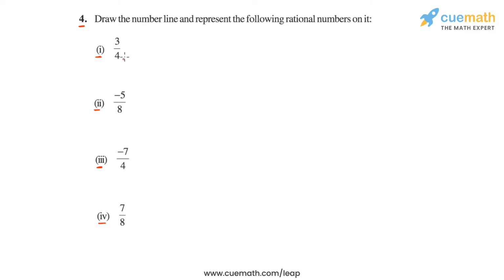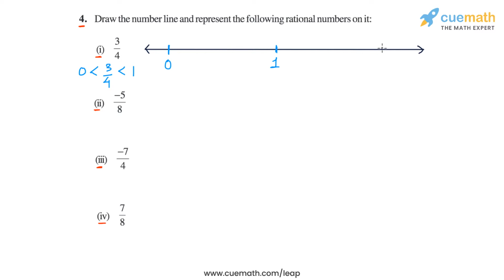So let's start with the first part, in which we have to plot 3 by 4. We first observe that 3 by 4 is positive and it is less than 1. So 3 by 4 will lie between the integers 0 and 1. Now let's draw a number line and let's make integer markings on this number line. So let's say that this here is 0 and this is 1 and this is 2 and so on.